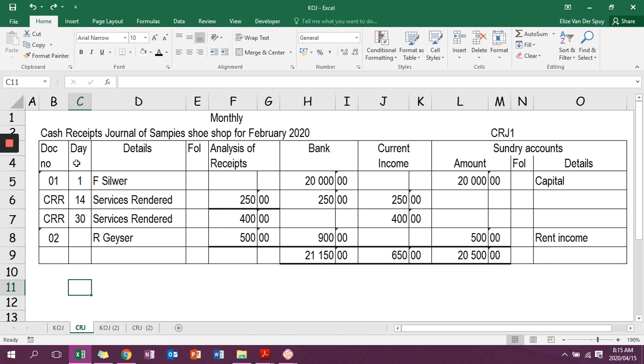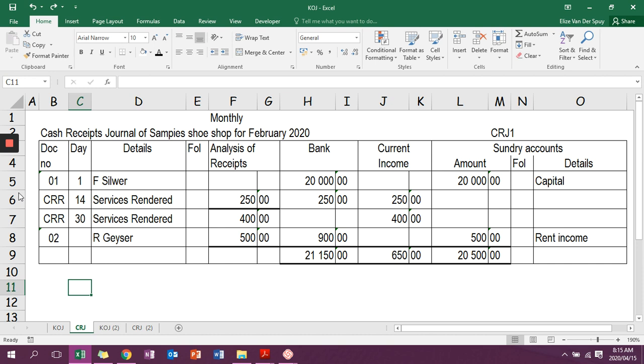The next column is my date. Right, so we're only going to write down the date. Then we have details. In the details column, I will either write a specific person's name, like F. Silver or R. Geyser, or I will write services rendered, because that is what I did. I rendered service. So as you can see, if I have a receipt number, it's probably a person's name. So I received money from a specific person, sometimes for a specific reason.